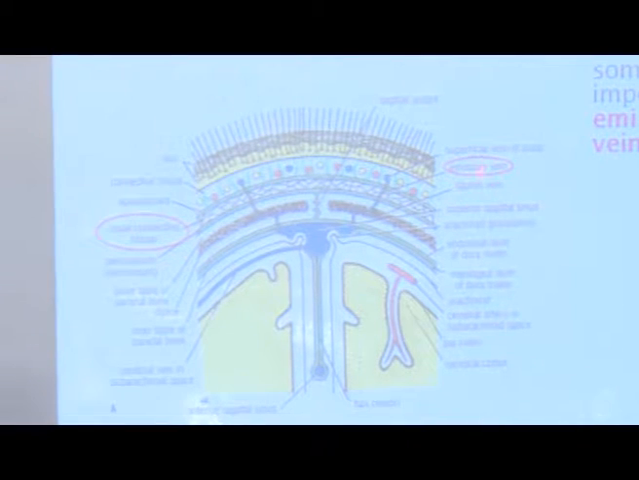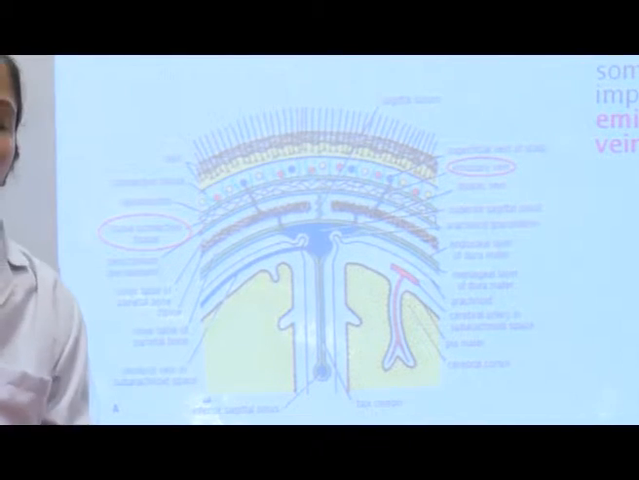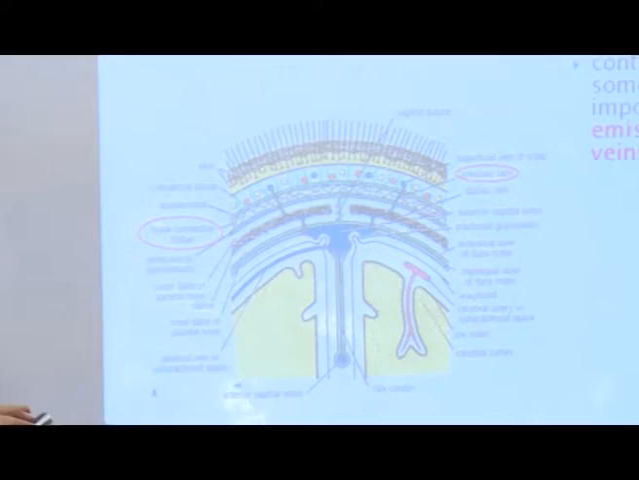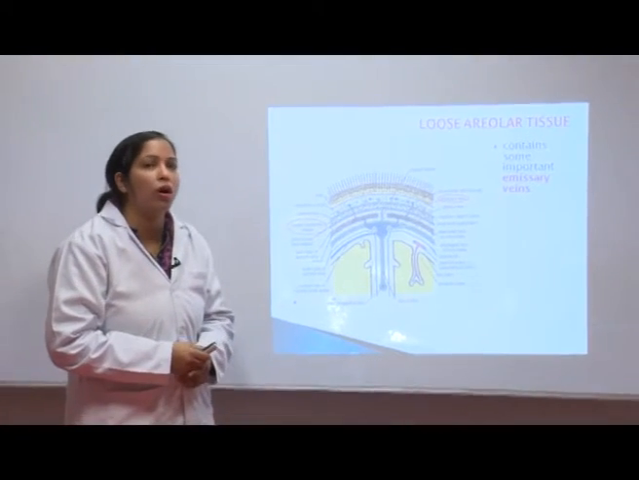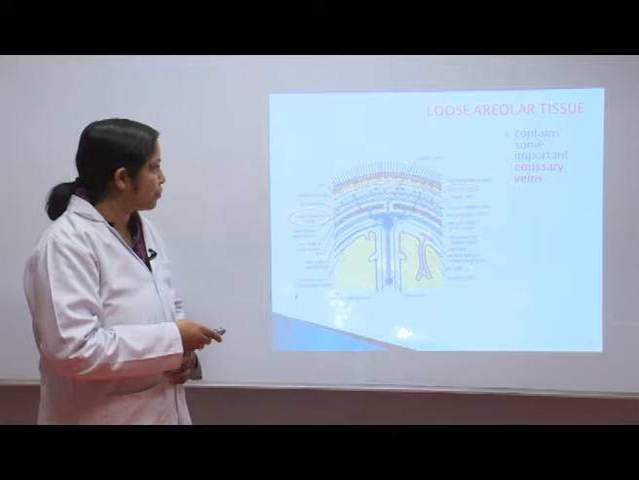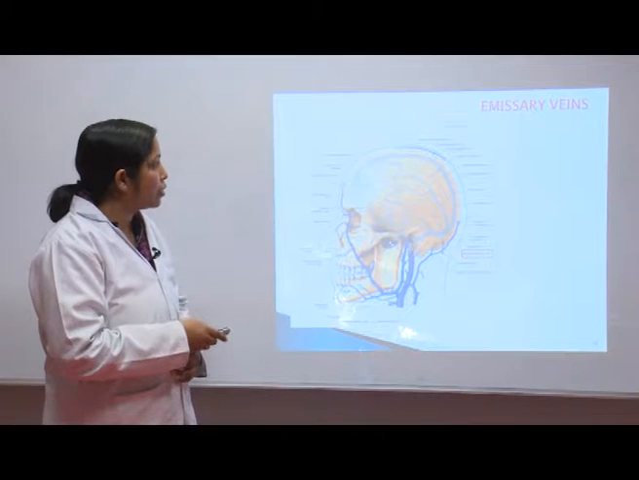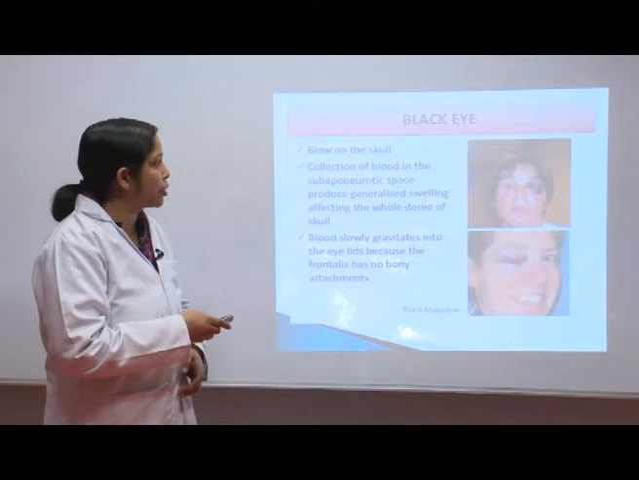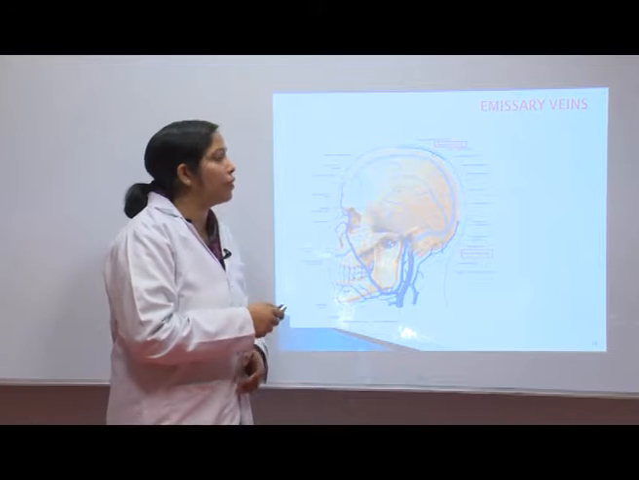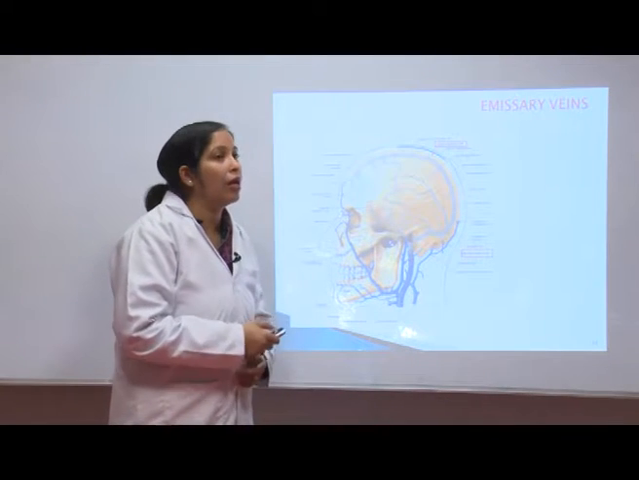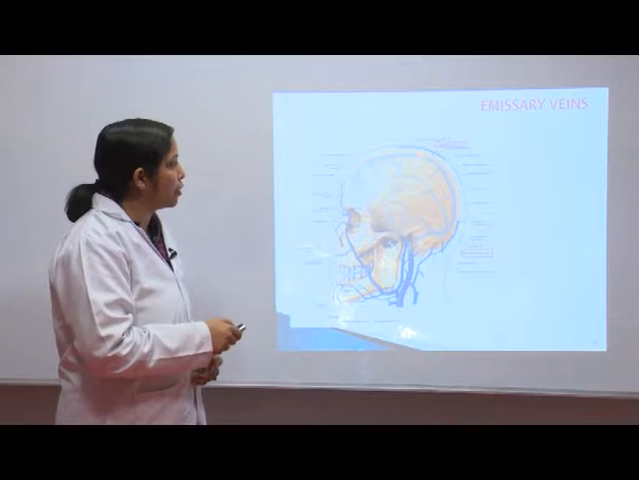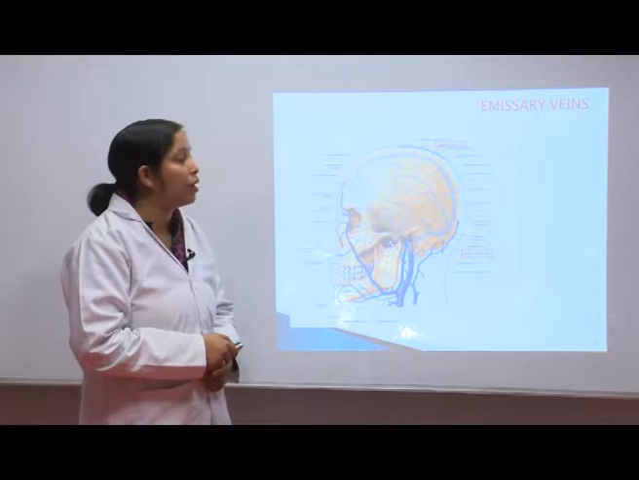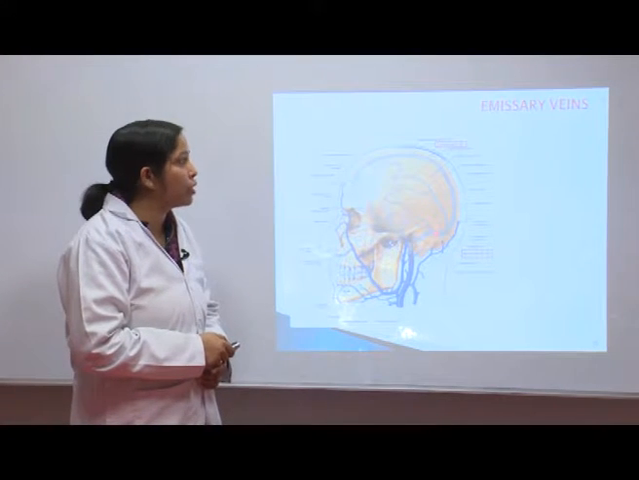So here you can see the emissary vein. Emissary veins are valveless veins which connect the veins of the scalp with the cranial venous sinuses, or dural venous sinuses. There are two emissary veins, the parietal emissary vein and the mastoid emissary vein. The parietal emissary vein will pass through the parietal foramen and connect with the superior sagittal sinus, while the mastoid emissary vein will pass through the mastoid foramen and it is connected with the sigmoid sinus.